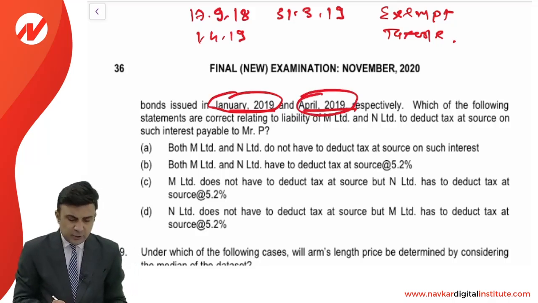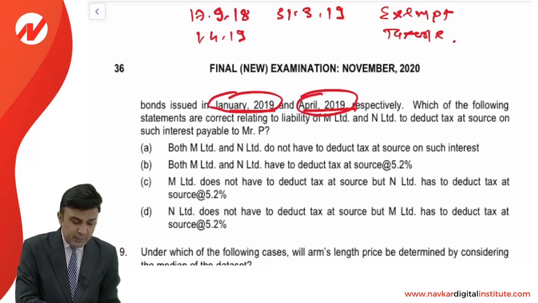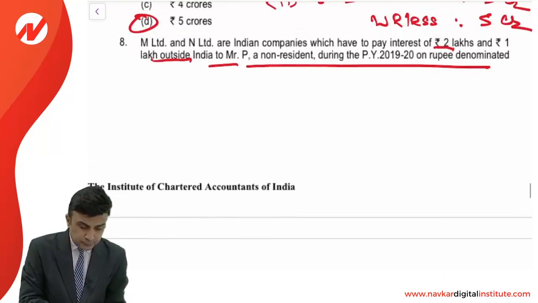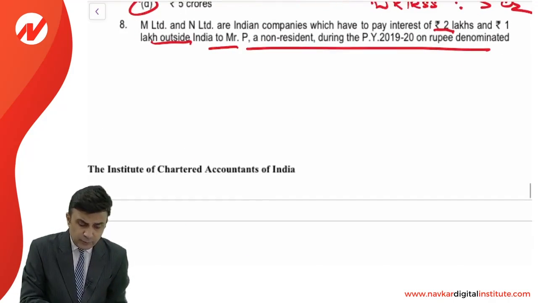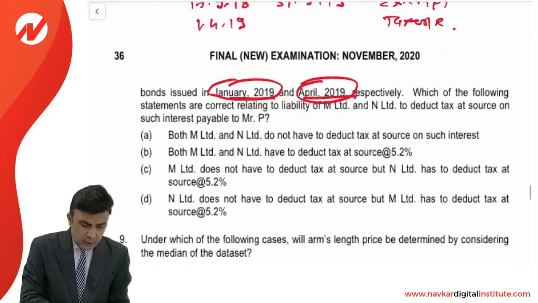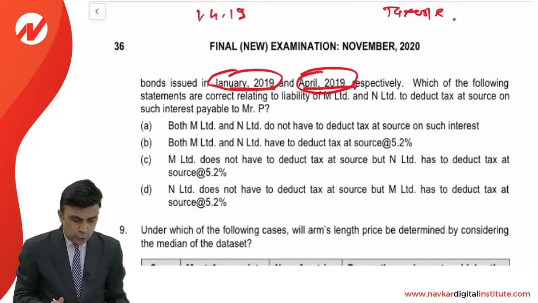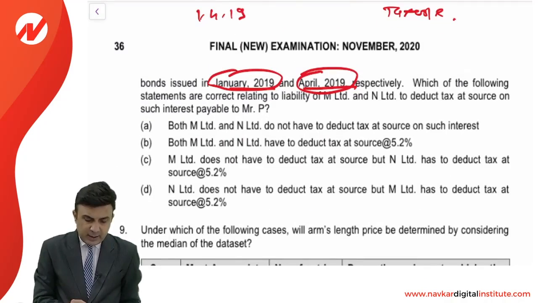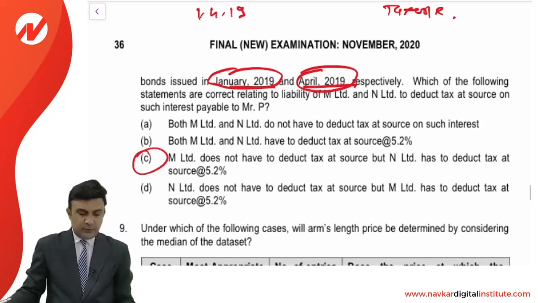April 19 interest will be taxable. So, if M Limited has issued the bonds, rupee denominated bonds worth 2 lakh, then M is not supposed to make TDS, but N has to deduct the TDS at the rate of 5.2%, and hence my answer is going to be C.